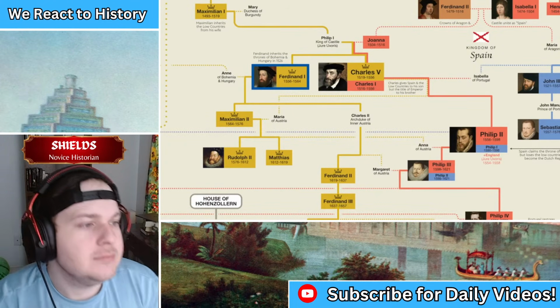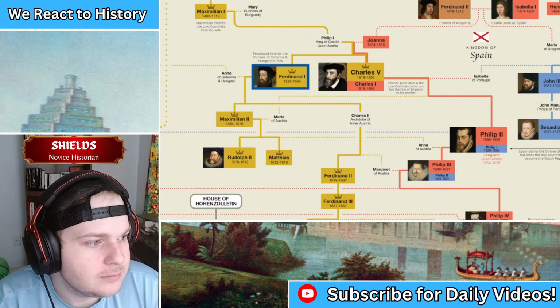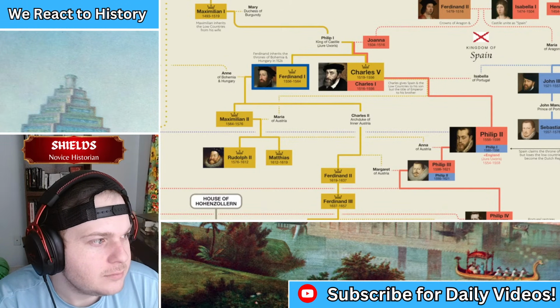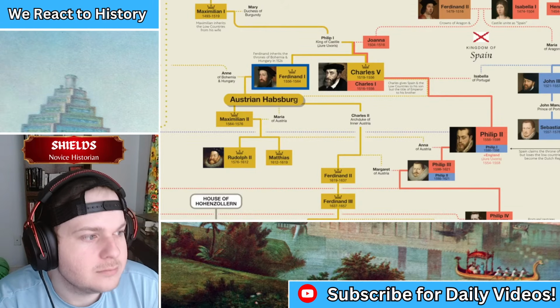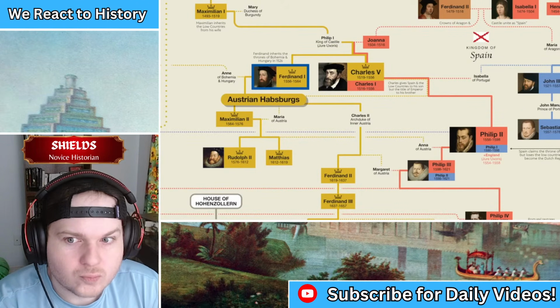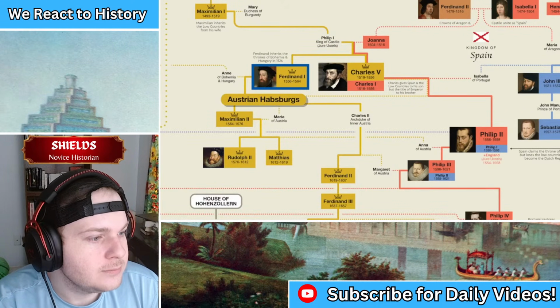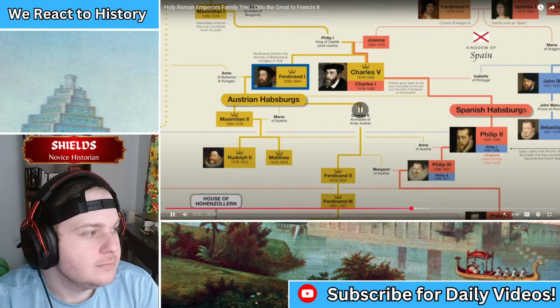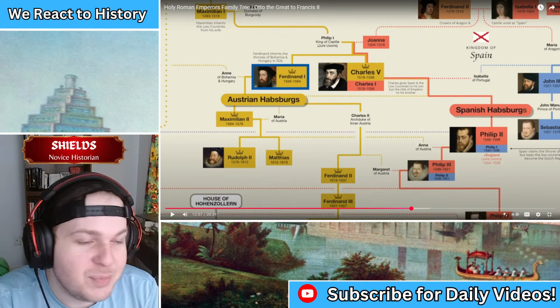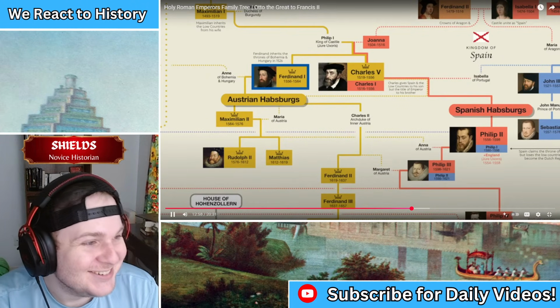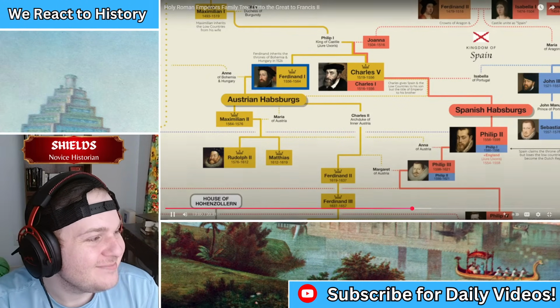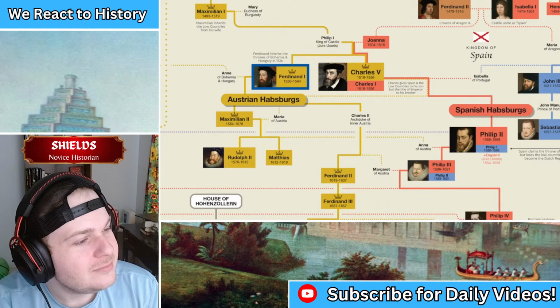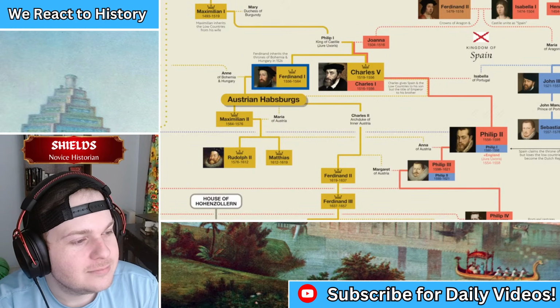From this point forward, the Habsburgs split into two branches. Ferdinand's descendants became known as the Austrian Habsburgs, Austria being their main territory within the Holy Roman Empire, while Charles's descendants became known as the Spanish Habsburgs. Makes sense. One's Spain, one's Austria. Although the Spanish Habsburgs were the more senior branch, in this video we're concerned with the Holy Roman Empire. Yeah. So we're going to continue by following the Austrian branch.